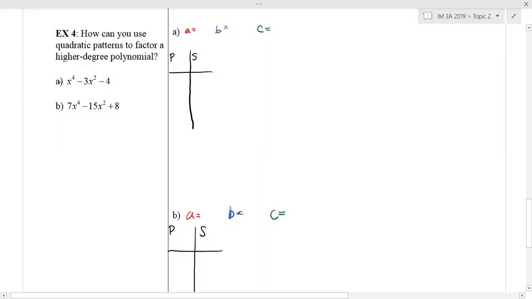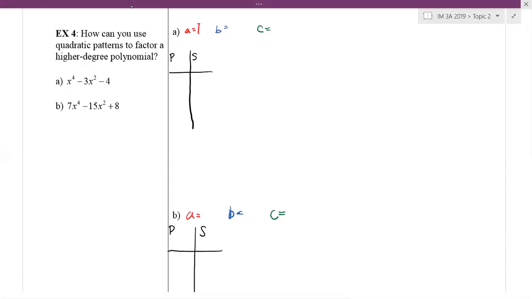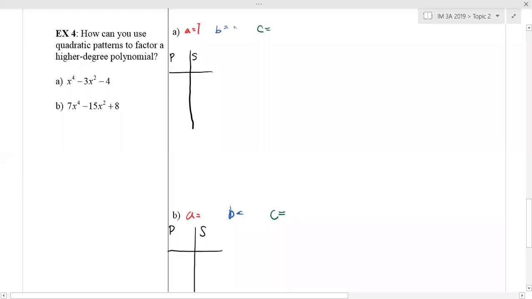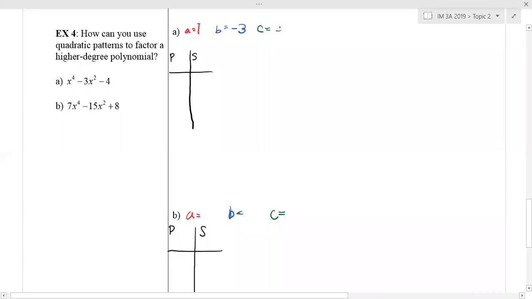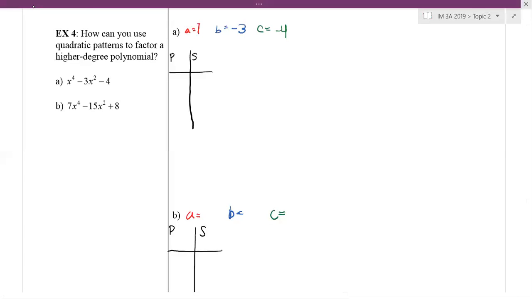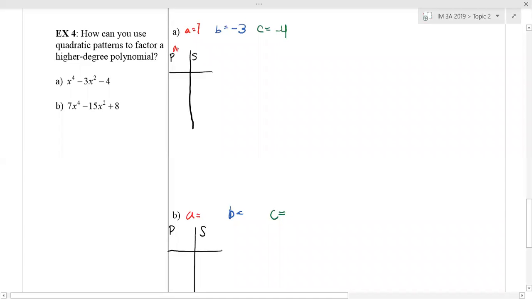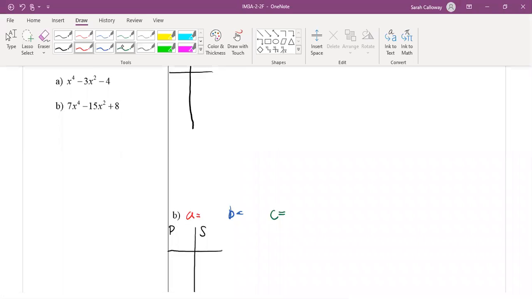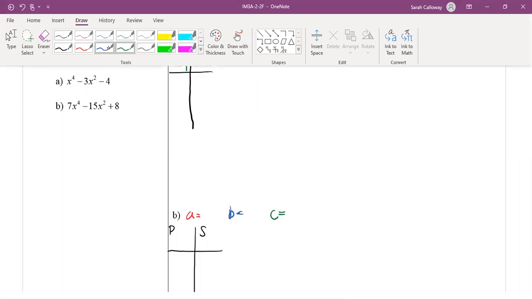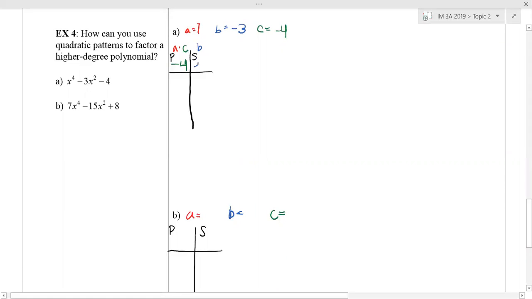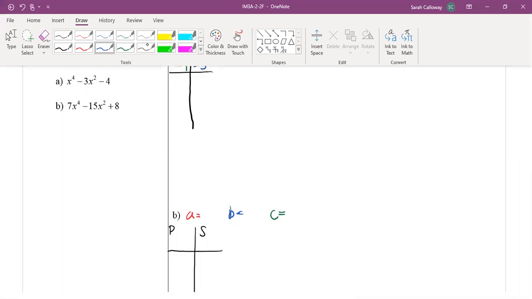So for this expression for A, x to the fourth has a coefficient of 1. Negative 3x squared has a coefficient of negative 3. And then the constant C is negative 4. And so to do the product sum table, remember that we're multiplying A times C to find the product. And so 1 times negative 4 gives us negative 4. And then the sum is just the value for B. So in this case, it's negative 3. Okay. So we're looking for two numbers that multiply to negative 4 and add to negative 3.